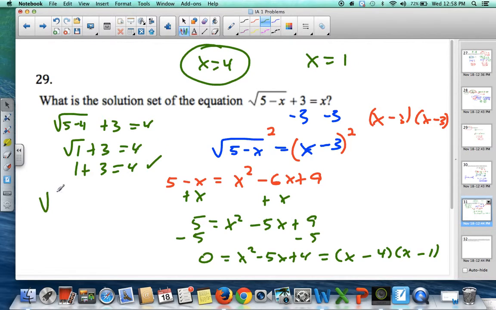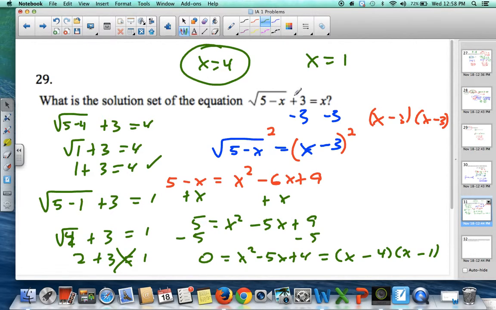But when I check 1, I get the square root of 5 minus 1, plus 3 equals 1. That's going to be square root of 4 plus 3 equals 1. 2 plus 3 equals 1. It does not, so this is not a solution. So 4 is the only solution to that problem.